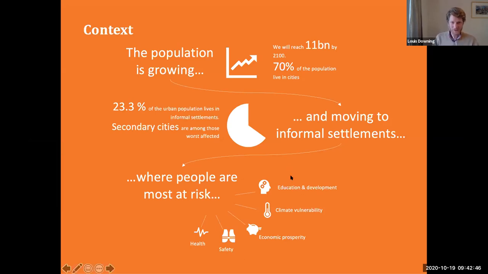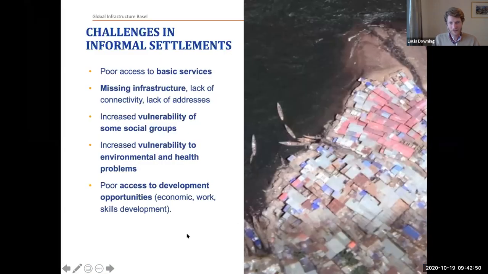So zooming in a little bit on some of these challenges, some of the things that we're looking at is access to basic services, missing infrastructure, lack of connectivity, lack of the basic systems like an address, which can also be a prerequisite for all sorts of other social benefits or social systems. Some social groups in particular have increased vulnerability, and there's increasing issues related to health, and we've seen that in the past, obviously during this global pandemic, that the structures are not in place to see that people are protected and can be protected during these uncertain times, and poor access to development opportunities.